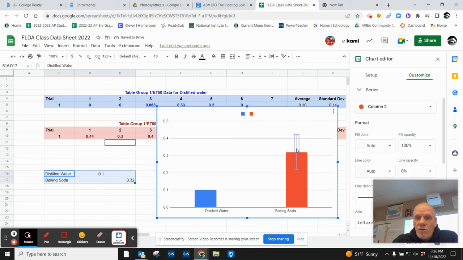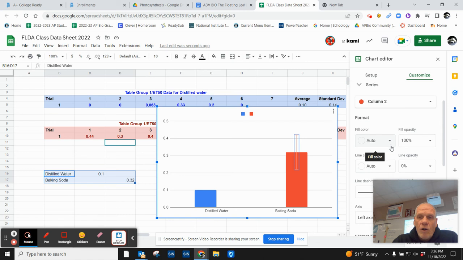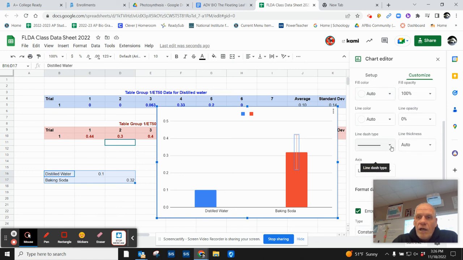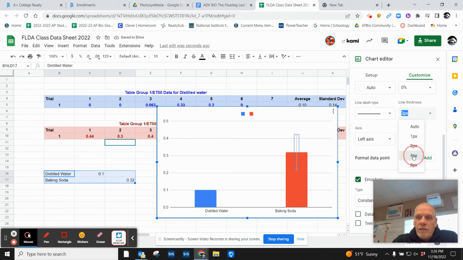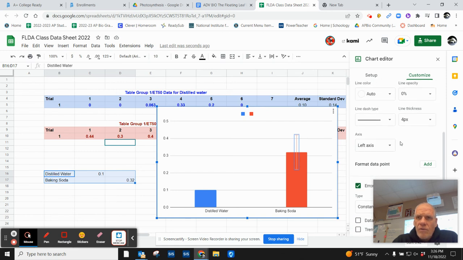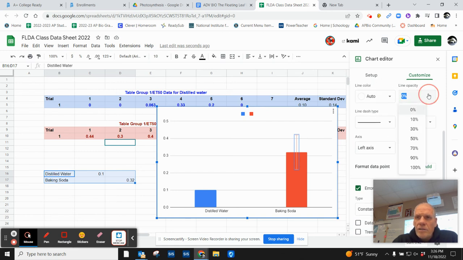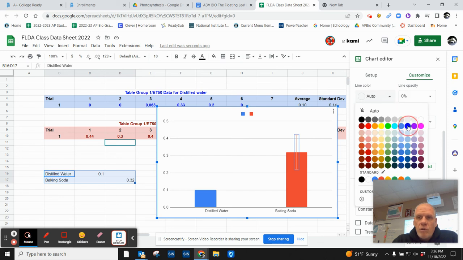I can change the color of the error bars. I can change the color of the bar. I can do all sorts of stuff. There's my line. I can make the line thicker. All right, if I wanted to, I could make it, let's see, 4-point. I can do that. I'm not sure if I can change the color of the line. Line opacity. Yes, line. Oh, yeah, line color. I could make it blue if I wanted to.